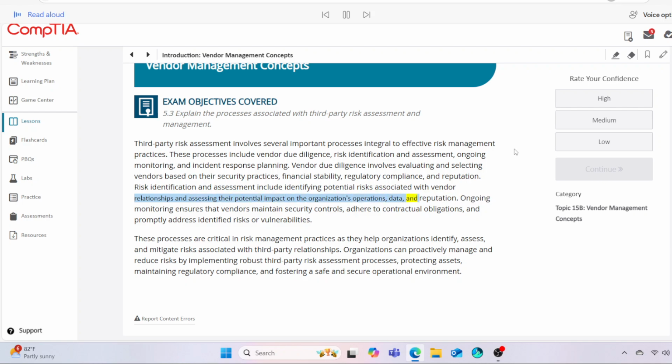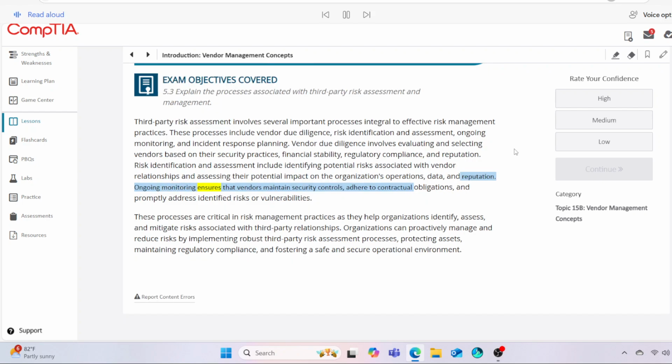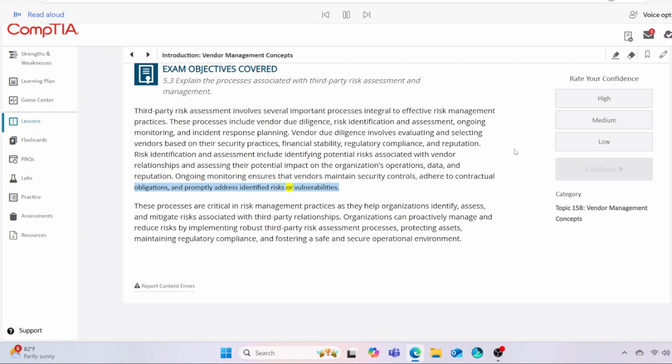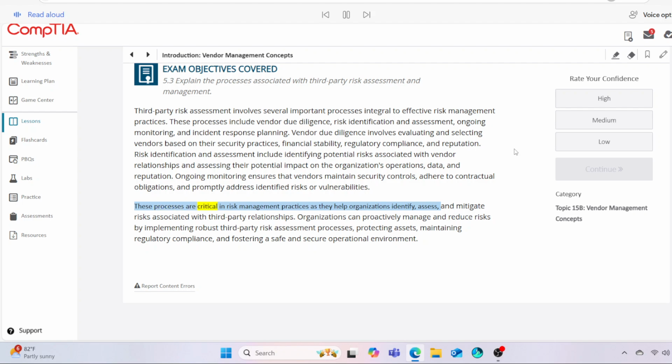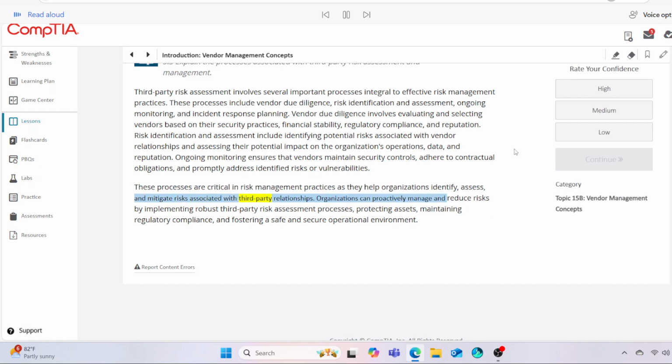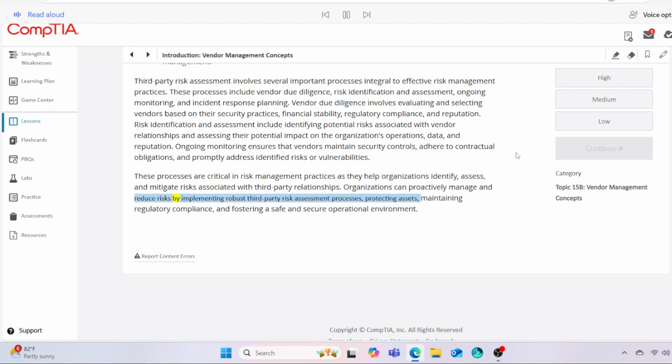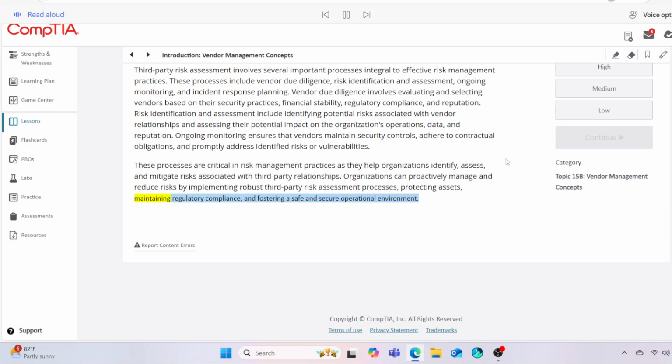Risk identification and assessment include identifying potential risks associated with vendor relationships and assessing their potential impact on the organization's operations, data, and reputation. Ongoing monitoring ensures that vendors maintain security controls, adhere to contractual obligations, and promptly address identified risks or vulnerabilities. These processes are critical in risk management practices as they help organizations identify, assess, and mitigate risks associated with third-party relationships. Organizations can proactively manage and reduce risks by implementing robust third-party risk assessment processes, protecting assets, maintaining regulatory compliance, and fostering a safe and secure operational environment.